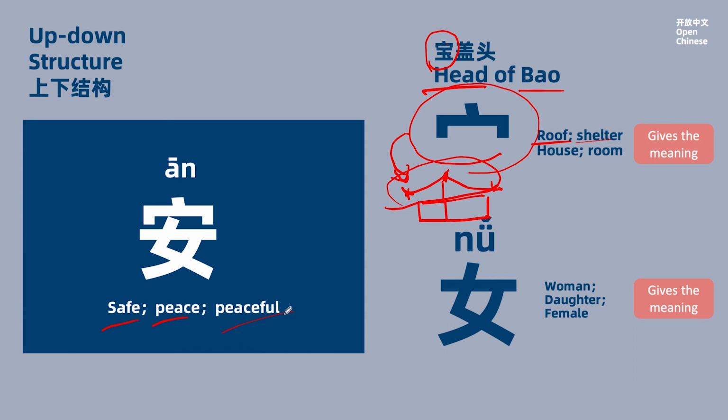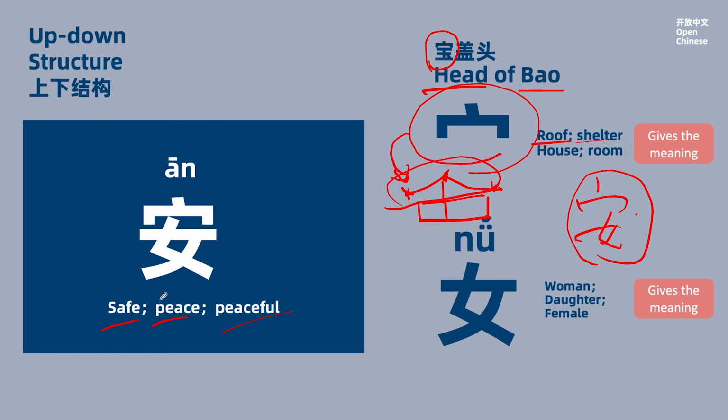Maybe in the ancient word maker's mind, to have a daughter or a woman or wife in a house under a roof, that is the suggestion of being safe, or that is the requirement or signature of being safe. So when we have a woman under a roof, that is safe, peace, or peaceful. It's pronounced an. Okay, so this character is not a shape and sound system. It's purely meaning made by two parts, the upper part and the lower part. The two parts together give the meaning of a new character. It's nothing to do with the pronunciation.